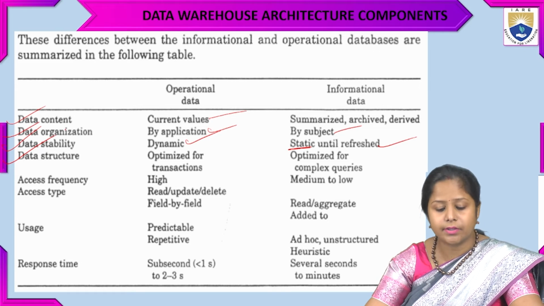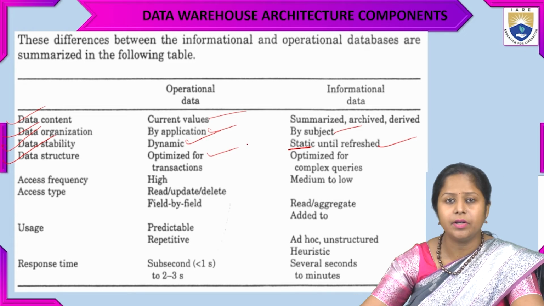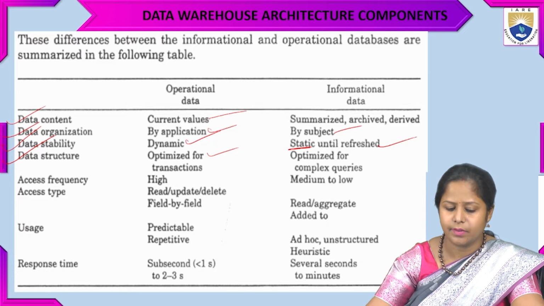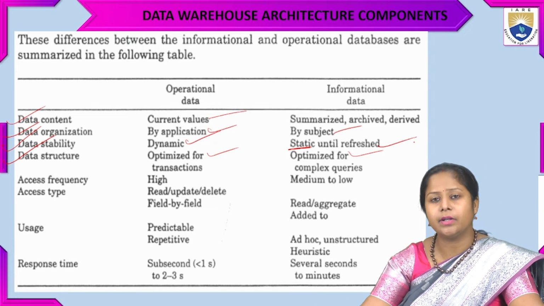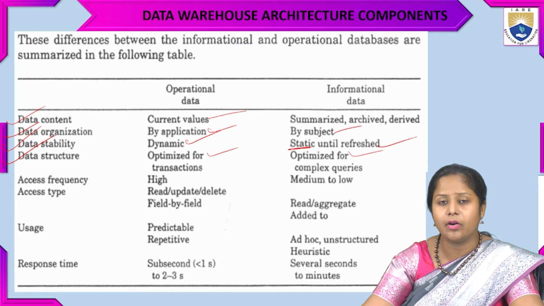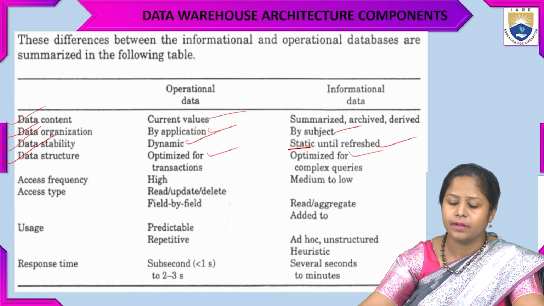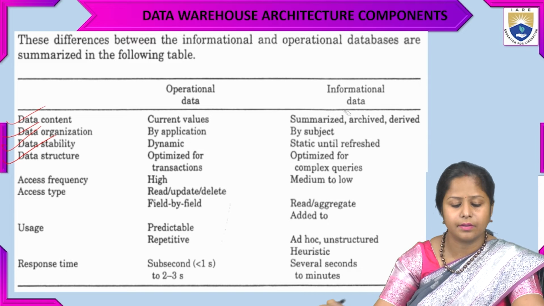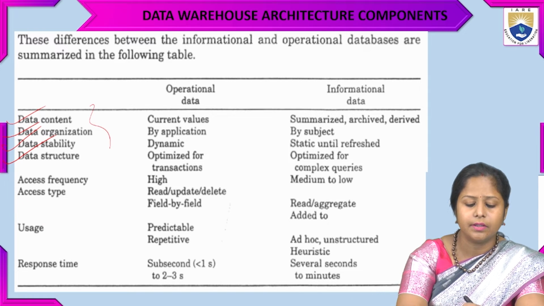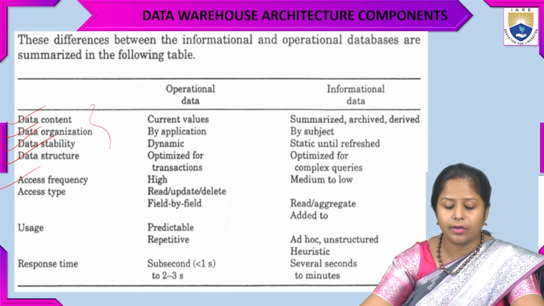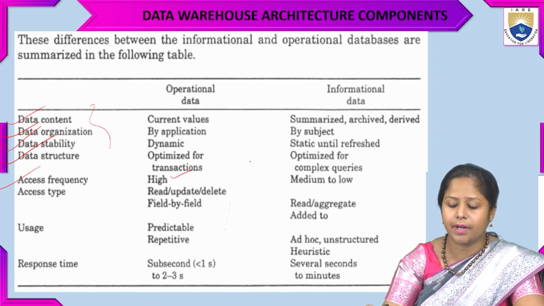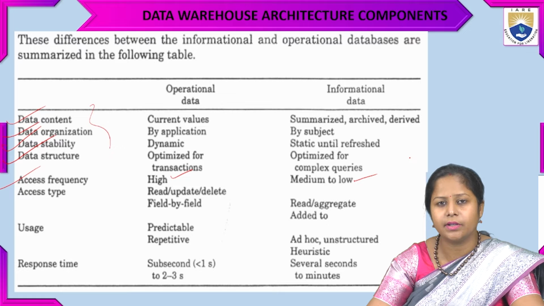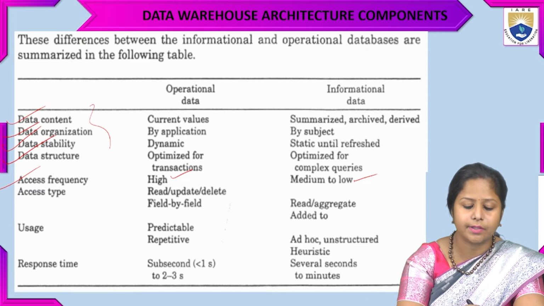On the basis of data structure, the operational data is optimized for transactions only. The informational data is optimized for complex types of queries. On the basis of access query, the operational data will be high in volume, medium to low, while the informational data will be medium to low in nature.